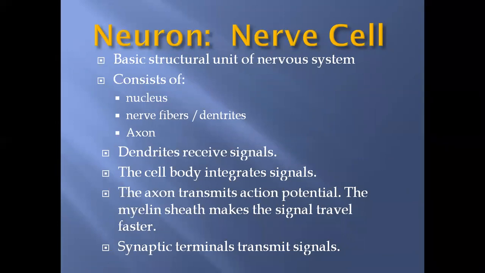The neuron is the basic structural unit of the nervous system. It consists of a nucleus and nerve fibers, that is dendrites and axons. Dendrites receive signals, the cell body integrates the signals, and the axon transmits the action potential. Synaptic terminals are responsible for transmitting the signals.